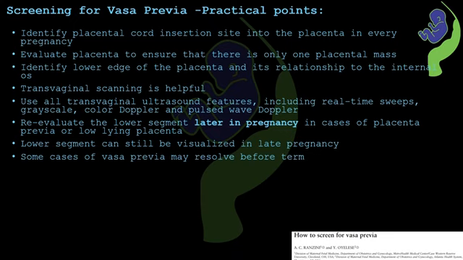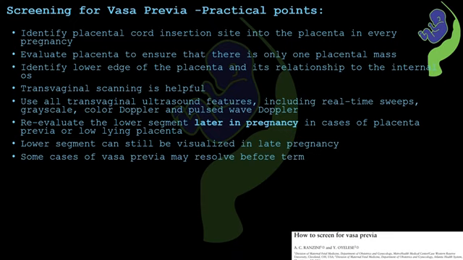Whenever there is any uncertainty or difficulty in evaluation, it is essential to utilize all the available ultrasound modalities beyond grayscale, including real-time sweeps, color Doppler, and especially pulse wave Doppler. These tools are invaluable in distinguishing whether the vessel is an artery or a vein based on its waveform pattern. We will be discussing these details further in the upcoming slides.